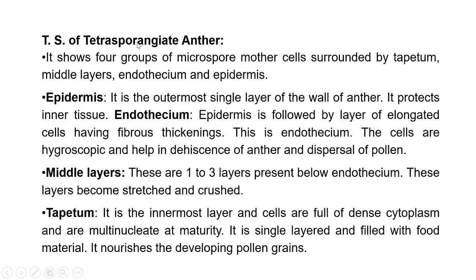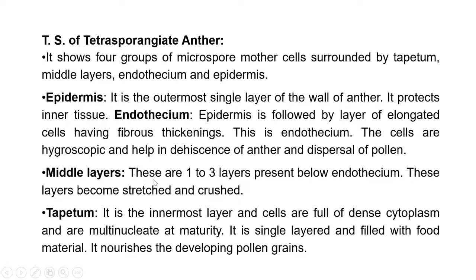If we take a section of a tetrasporangiate anther, it shows four groups of microspore mother cells surrounded by tapetum, middle layer, endothecium, and epidermis. Epidermis is the outermost layer of the wall of the anther. It protects the inner tissue. Epidermis is followed by a layer of elongated cells having fibrous thickening. This is called endothecium. The cells of endothecium are hygroscopic and help in dehiscence of the anther and dispersal of pollen.